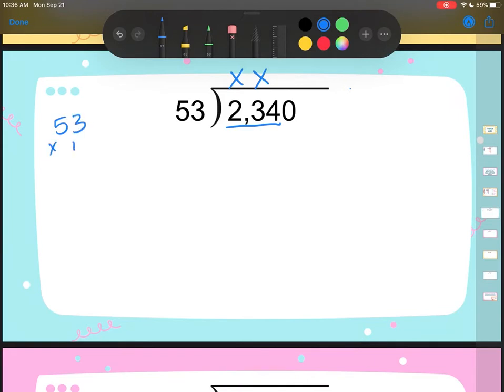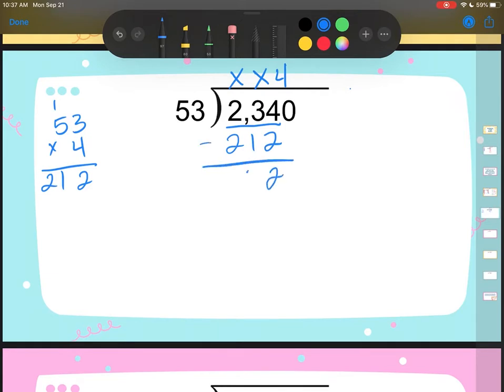So let's try to do 53 times 4, because 50 times 4 was 200. So that was pretty close. Let's see what 53 times 4 is to see if that gives me a closer answer. 4 times 3 is 12. Carry the 1. 4 times 5 is 20 plus 1 is 21. So that's pretty close, right? So I'm going to say that 53 went into 234 4 times. 4 times 53 was 212.